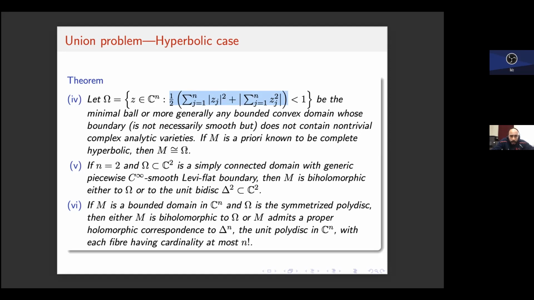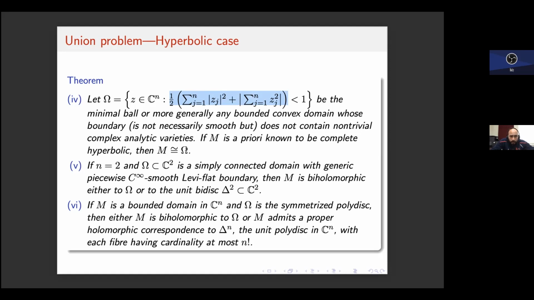Next we consider again C2. Suppose omega is a simply connected domain with generic piecewise smooth Levi-flat boundary, by which I mean that again omega is an intersection of finitely many smoothly bounded domains, such that whenever two boundaries intersect, they intersect transversely, and all the smooth boundary points should be Levi-flat. That is, Levi forms should have 0 eigenvalues there. So in this case, M turns out to be biholomorphic either to omega or to the unit bidisk Delta 2.